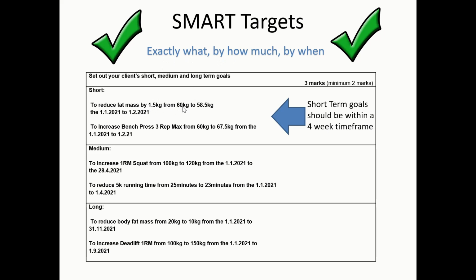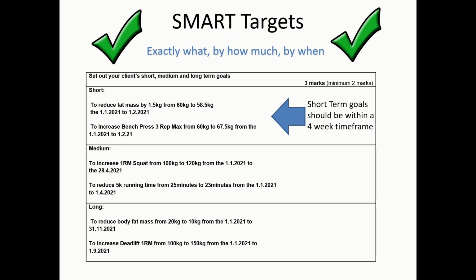This person's fat mass, after we've done some body fat testing, we know that it's 60 kilogram, and we want to take it down to 58.5. So already mentioned there, that's the reduction of 1.5 kilos. And then we've said very specifically that from the 1st of the 1st 2021 to the 1st of the 2nd 2021, so again that's that 4-week time frame, has said exactly by when. So therefore we've met that time frame in terms of making this goal SMART.